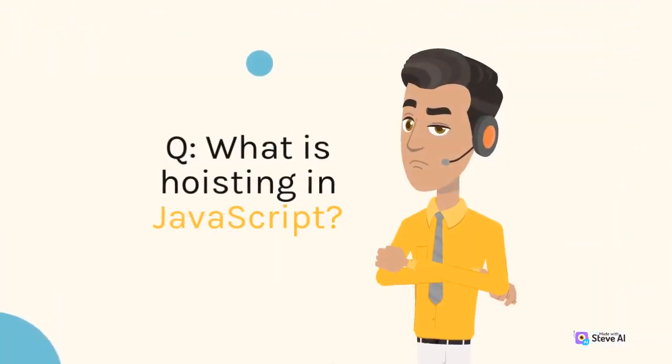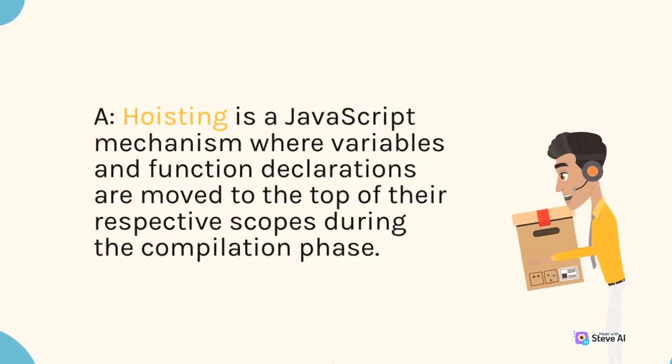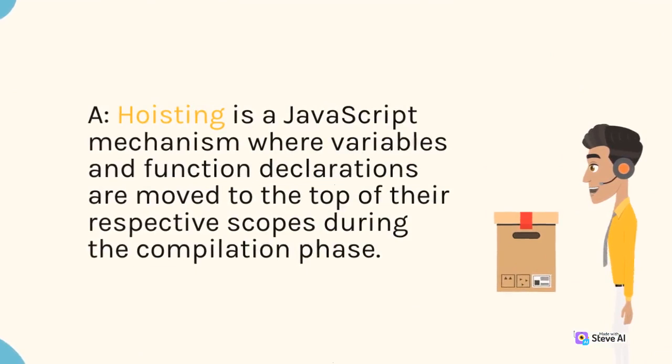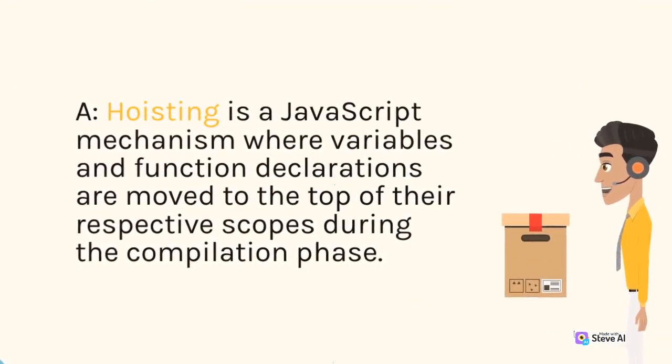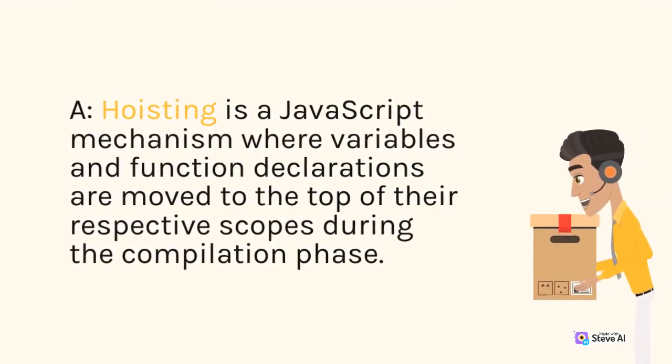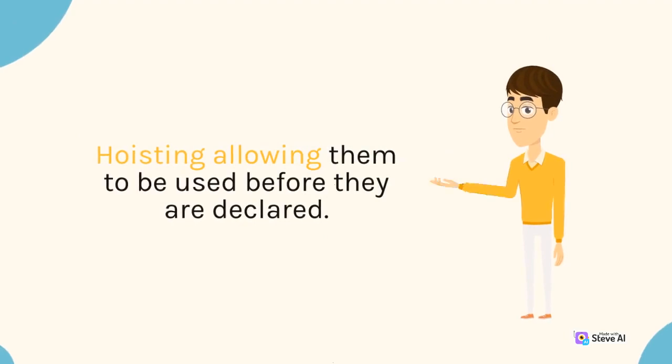Q. What is hoisting in JavaScript? A. Hoisting is a JavaScript mechanism where variables and function declarations are moved to the top of their respective scopes during the compilation phase, allowing them to be used before they are declared.